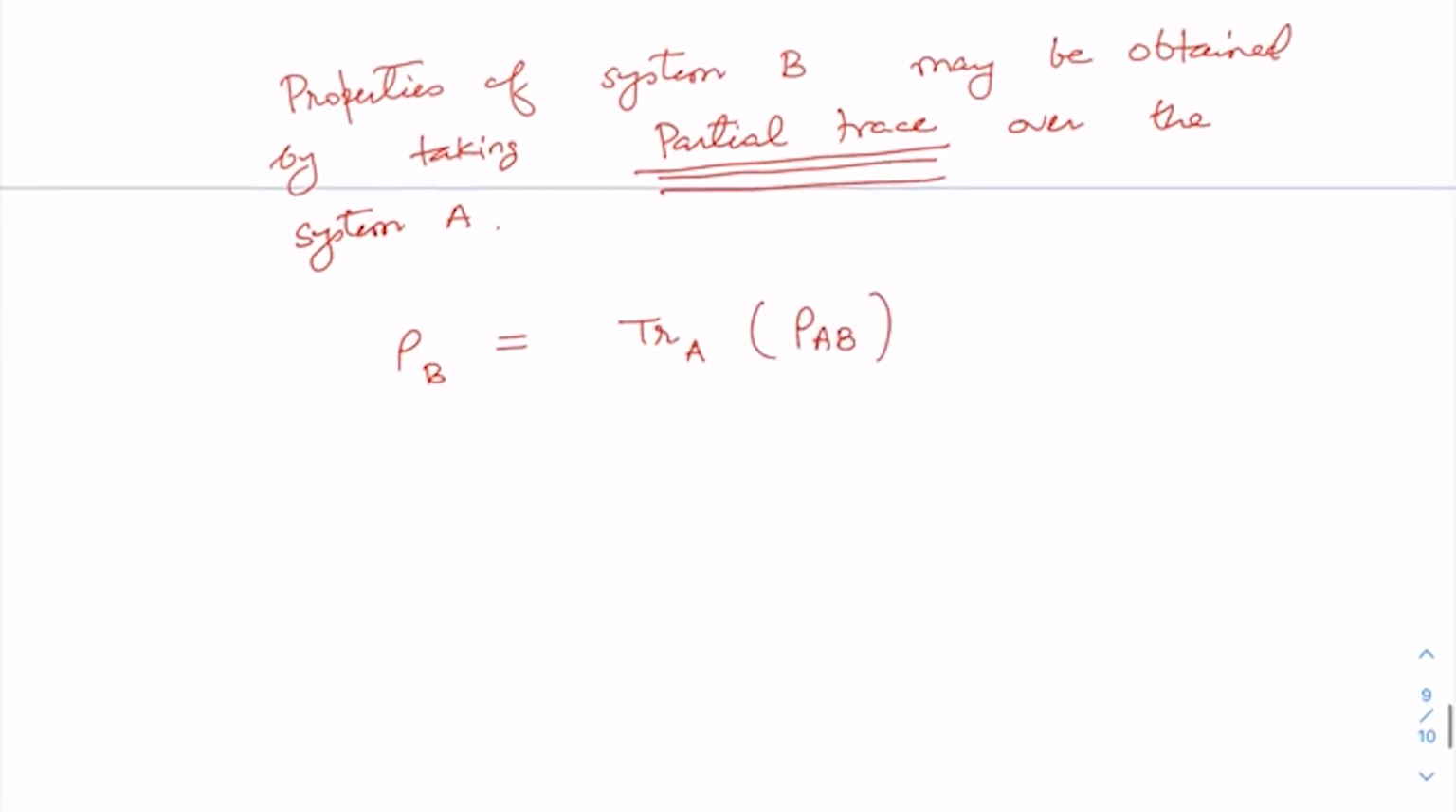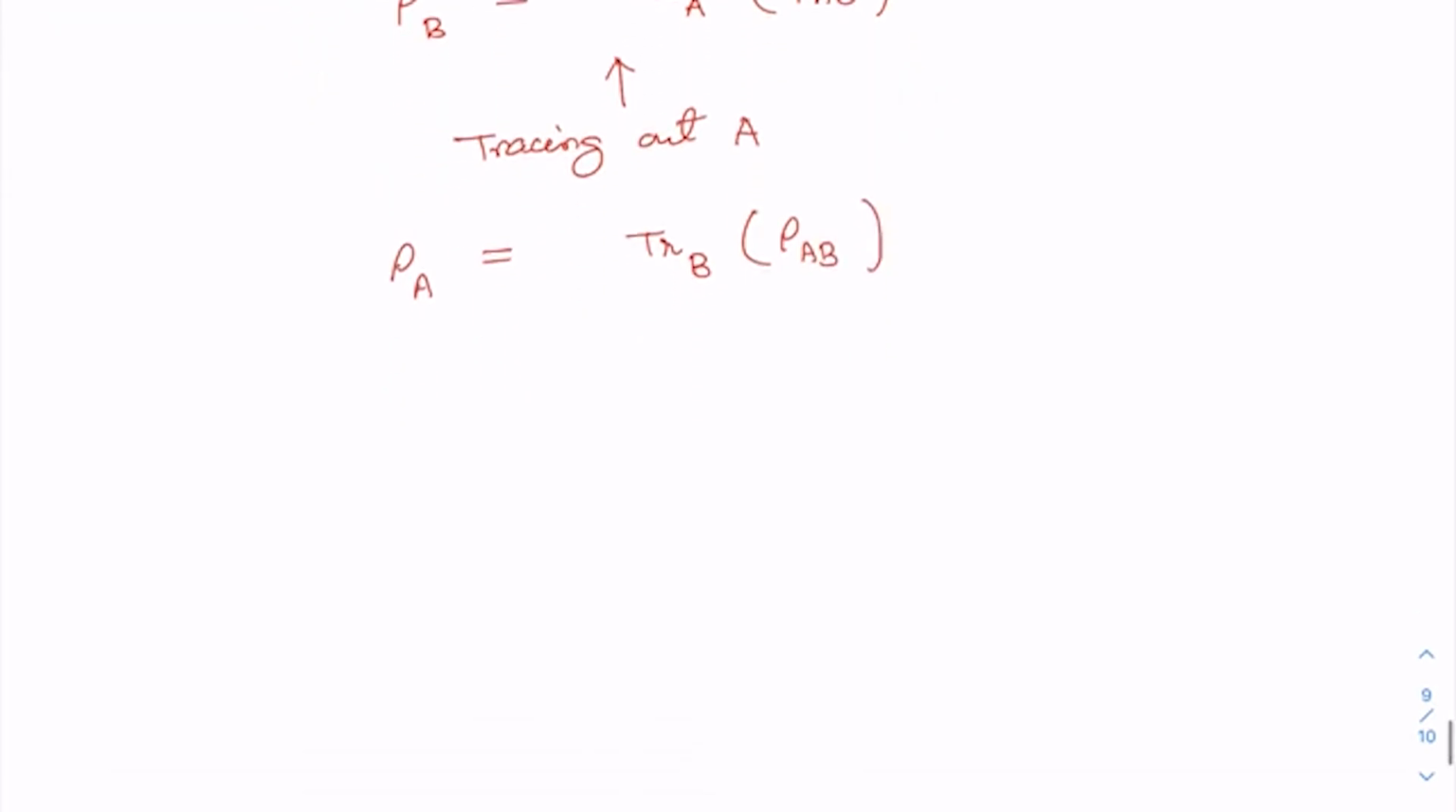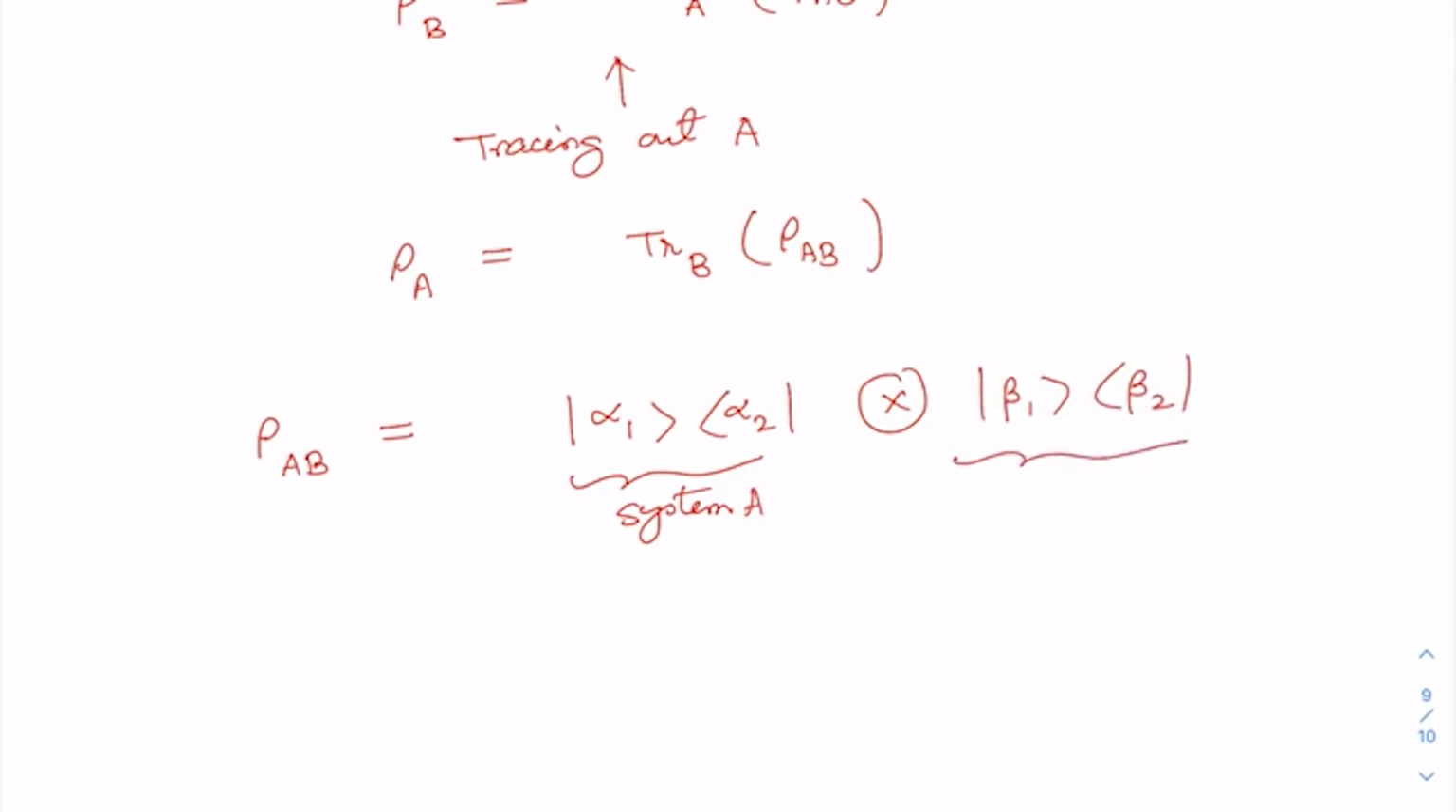I just have to trace over A on the density operator rho AB, and this is basically known as tracing out A. Or if I want to know similarly for system A, then I just have to take the trace over B, trace out B. Let me explain it with an example. Let us say I have this composite system AB, and it is represented by this density operator rho AB, where system A is represented by ket alpha 1 bra alpha 2, and system B is represented like this.